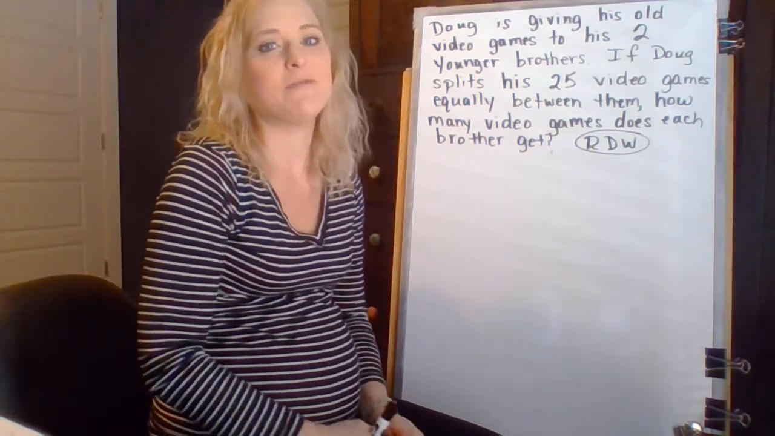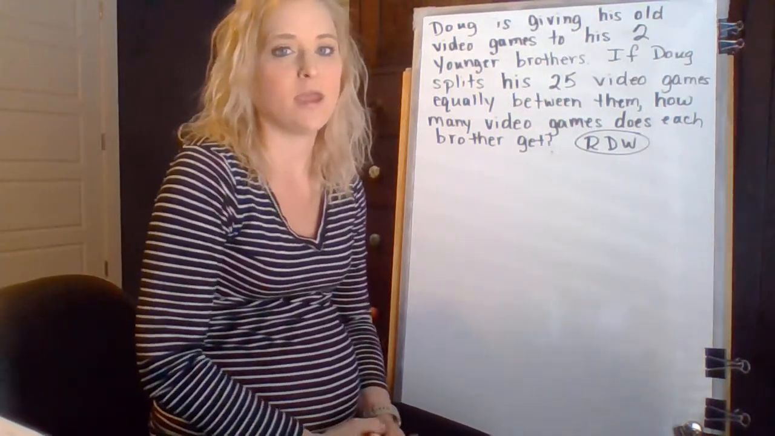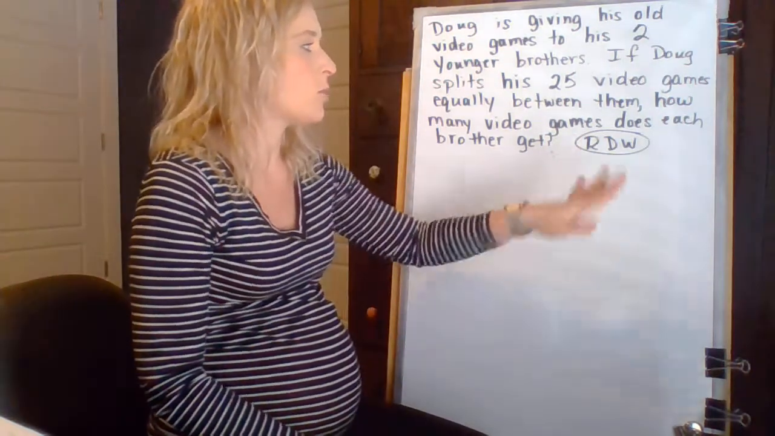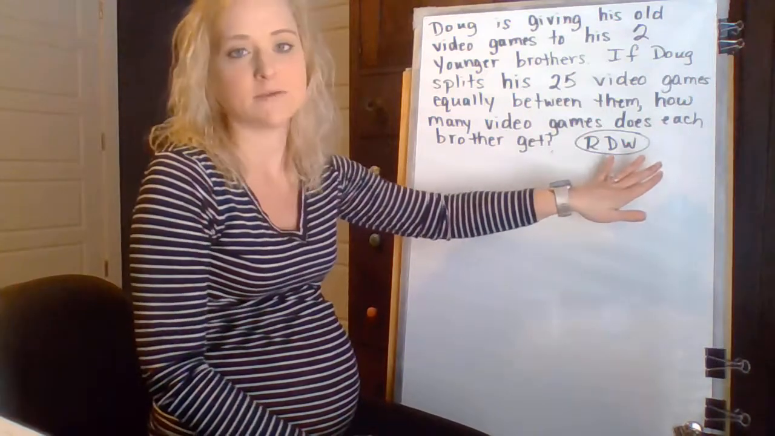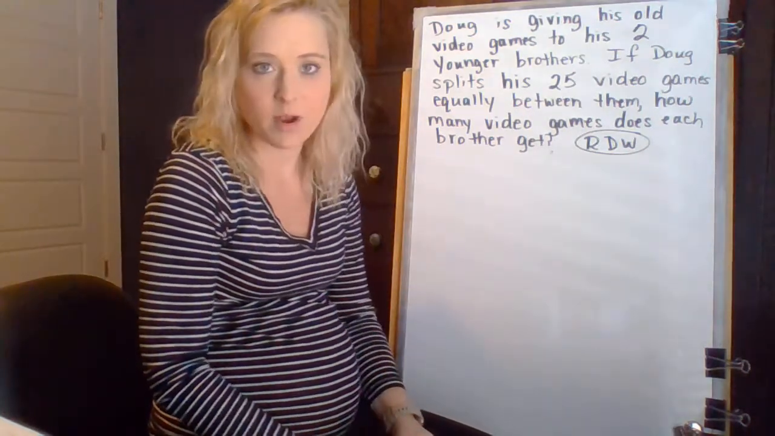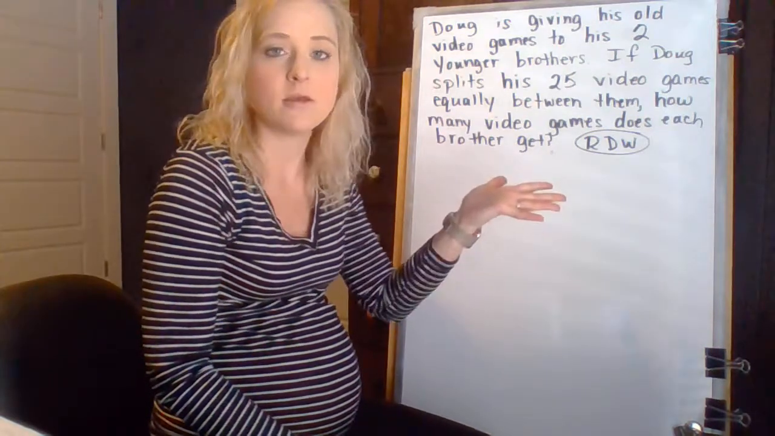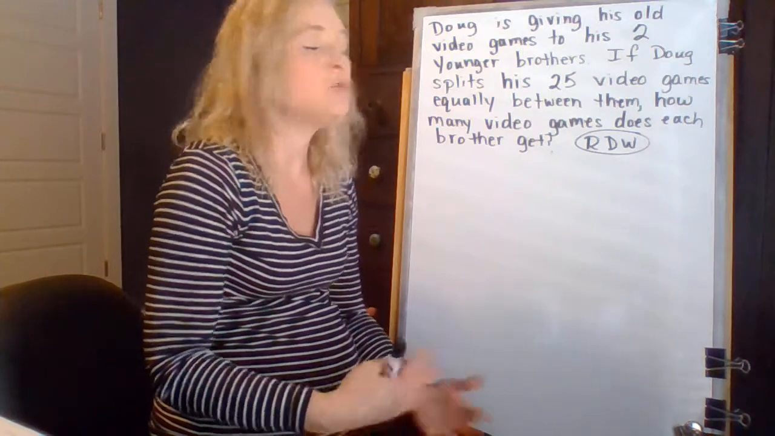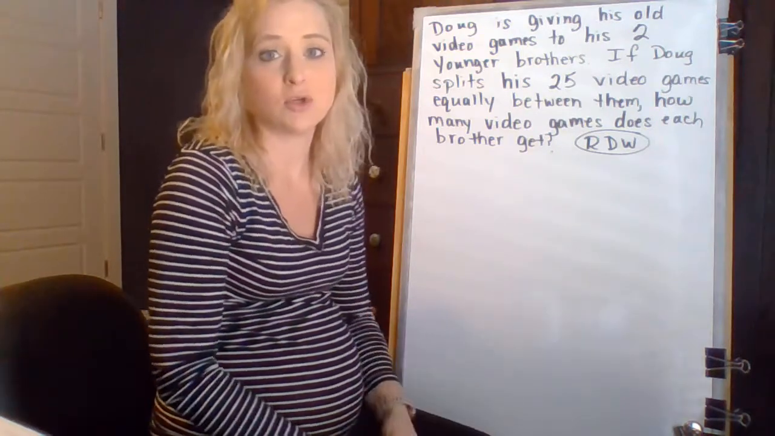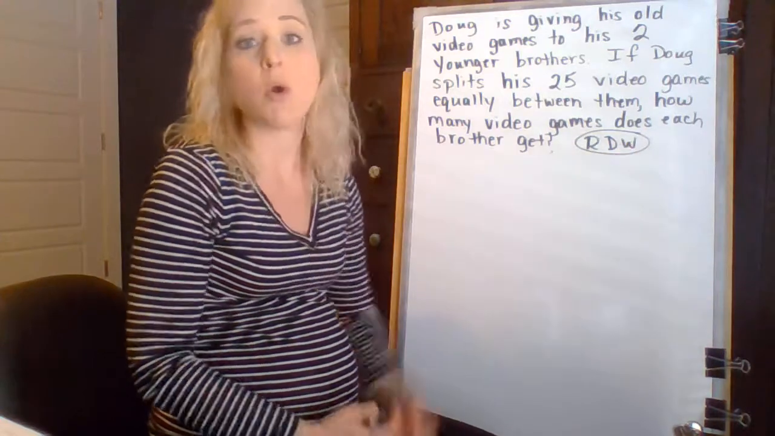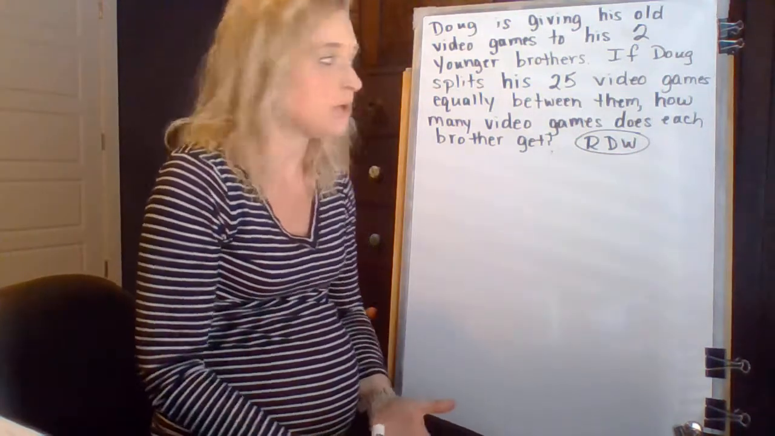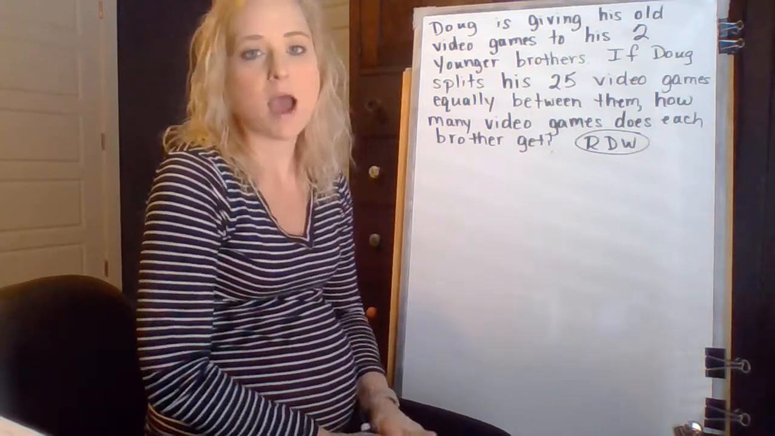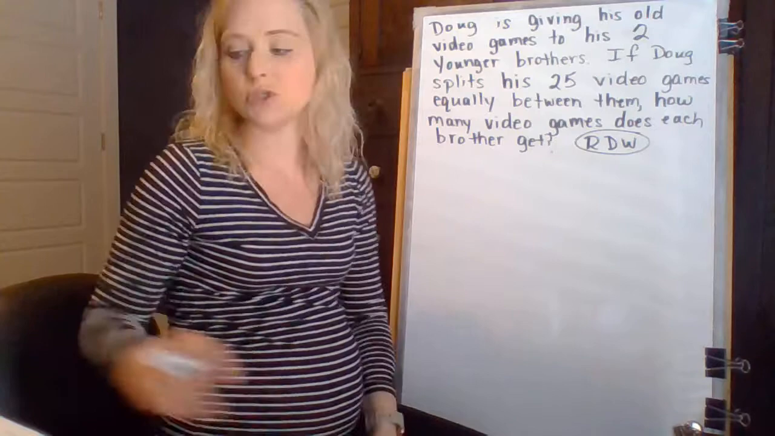Hey class, I want to review some division strategies with you in the form of a story problem. And since it's a story problem, we're also going to go through the process of RDW: R, read carefully through the problem and make sense of what's going on; D, draw a labeled sketch, using numbers or words to show our thinking; and finally W, write a solution statement with units so that we are clear about what our answer is.